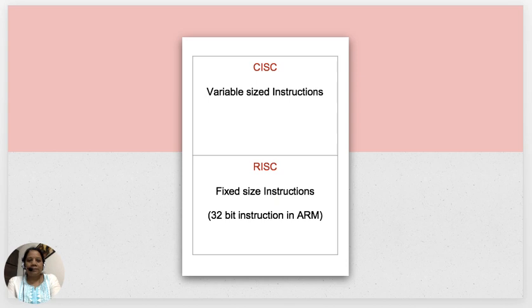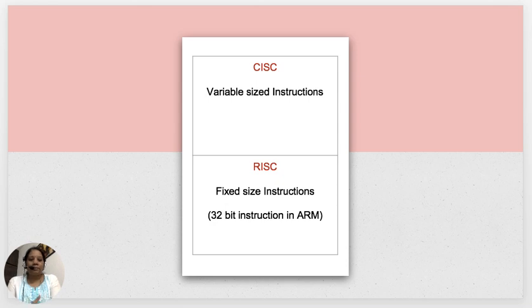Coming to the first and foremost difference between a CISC and a RISC processor. In CISC processors, we have variable sized instructions, which means instructions are of different sizes. For example, if you take 8086, you have 1 byte instructions, 2 byte instructions, 3 byte instructions, and so on till even 6 byte instructions. When you take 8051, you have 1 byte, 2 byte, and 3 byte instructions also. But that is not the case in a RISC processor.